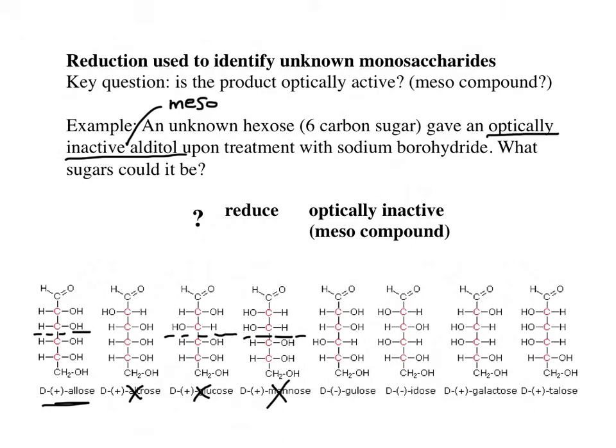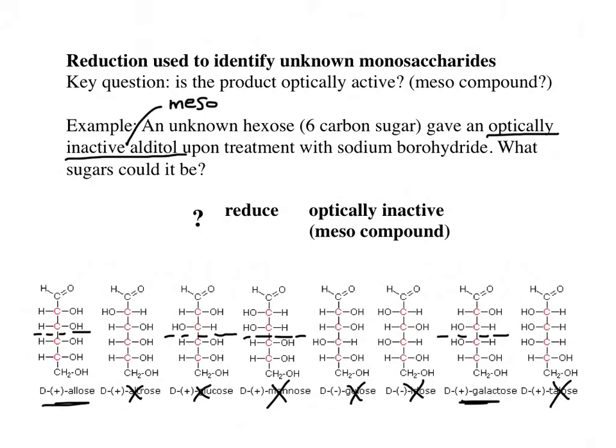How about gulose? No, that won't work. Idose? No, no idose. Galactose? Could be. Yeah, right there. So galactose is another possibility. Talose? No. So look what that did for me. I know this sugar is now either allose or galactose, right? I was able to throw out the others.